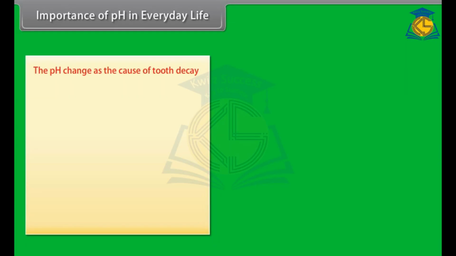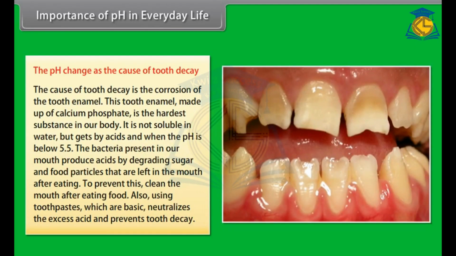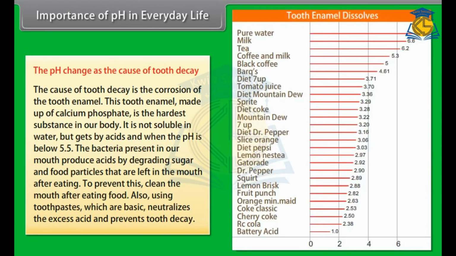The pH change as the cause of tooth decay. The cause of tooth decay is the corrosion of the tooth enamel. This tooth enamel, made up of calcium phosphate, is the hardest substance in our body. It is not soluble in water but gets corroded by acid, when the pH is below 5.5. The bacteria present in our mouth produce acids by degrading sugar and food particles that are left in the mouth after eating. To prevent this, clean the mouth after eating food. Also, using toothpastes, which are basic, neutralizes the excess acid and prevents tooth decay.